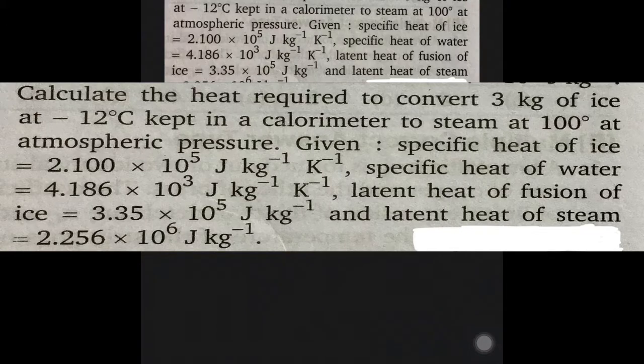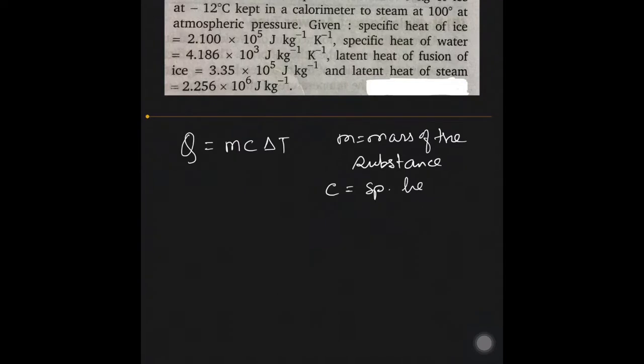Now, before I proceed with this sum, I would like to tell you one thing. Whenever you see there is a change in temperature due to heat exchange, the formula is Q is equal to mc delta T, where m is the mass of the substance, C is the specific heat capacity of the substance, and delta T is the rise in temperature, or you can say fall in temperature.